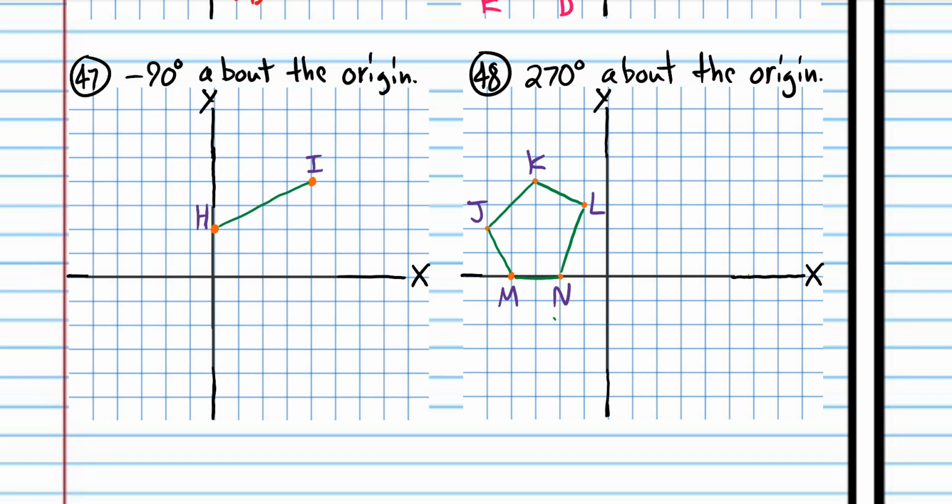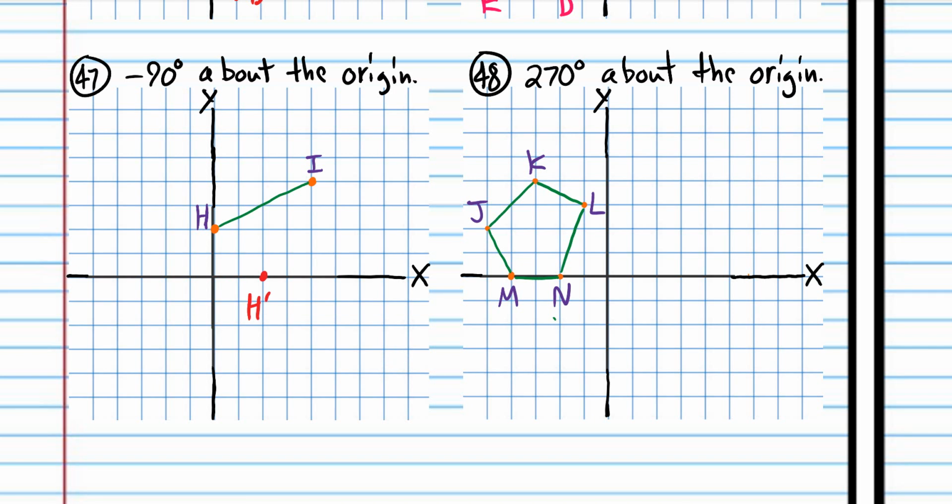All right, we're back. So we're going to go up 2. So if you rotate it 90 degrees clockwise, then it would be right here. Out 2. So that is H prime.